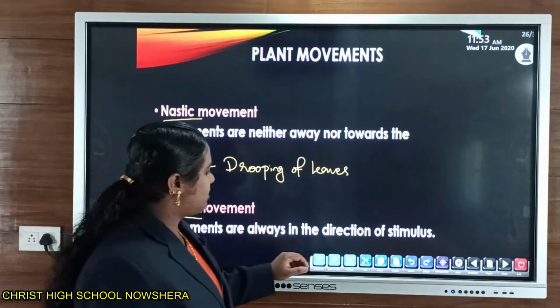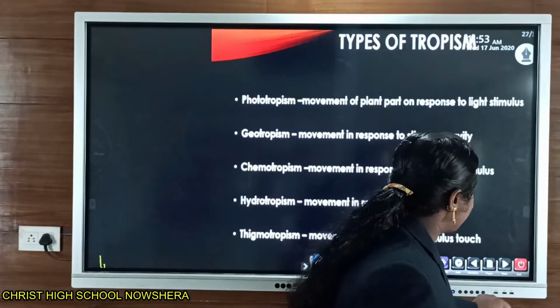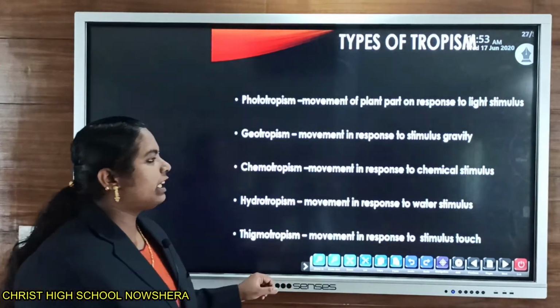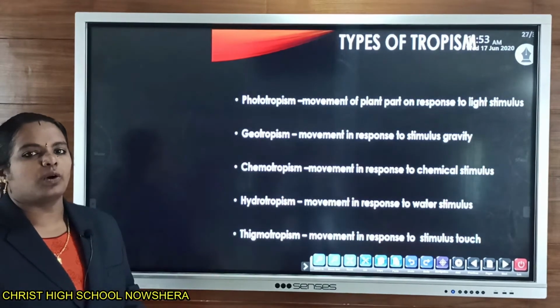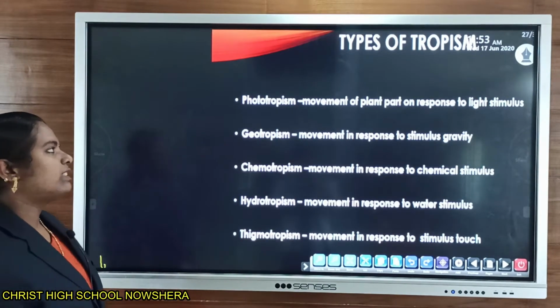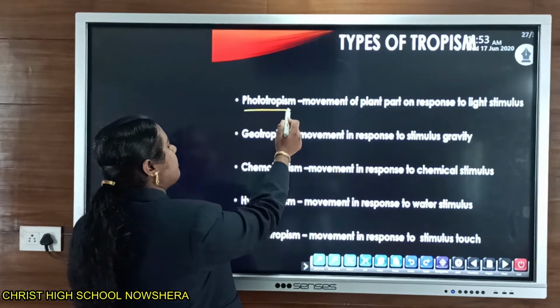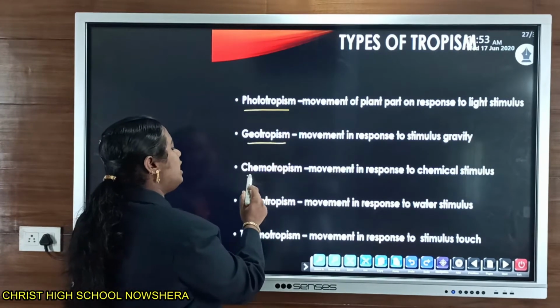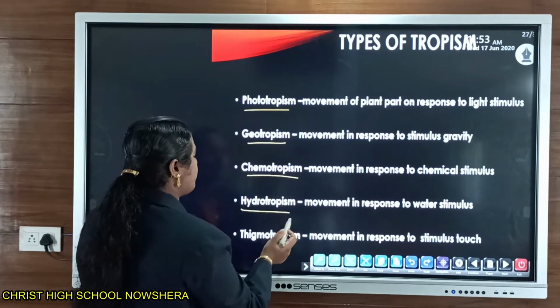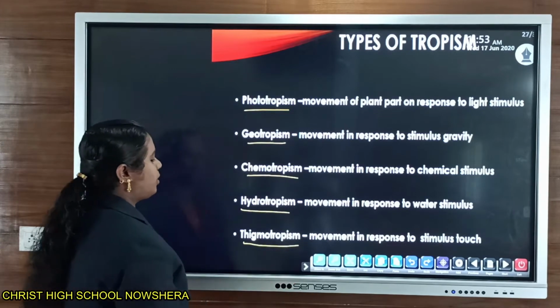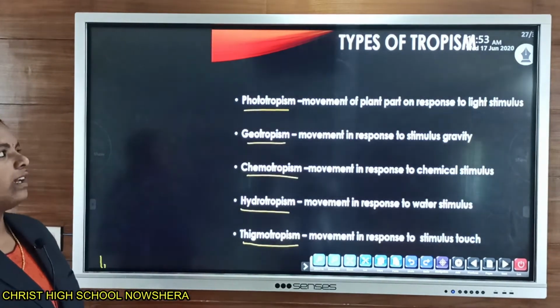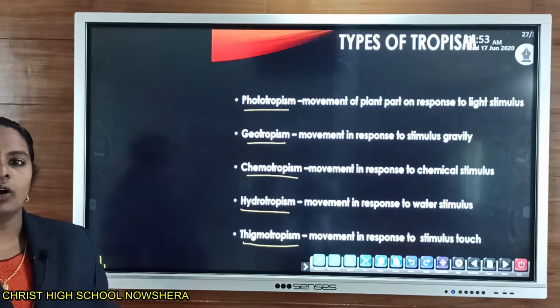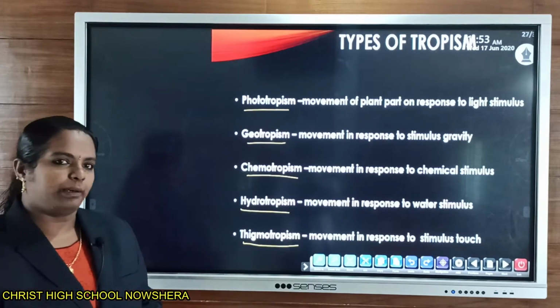So now let's discuss tropic movements, or tropism. The different types of tropic movements are: first phototropism, then geotropism, chemotropism, hydrotropism and thigmotropism. These are the important tropisms shown by plants.